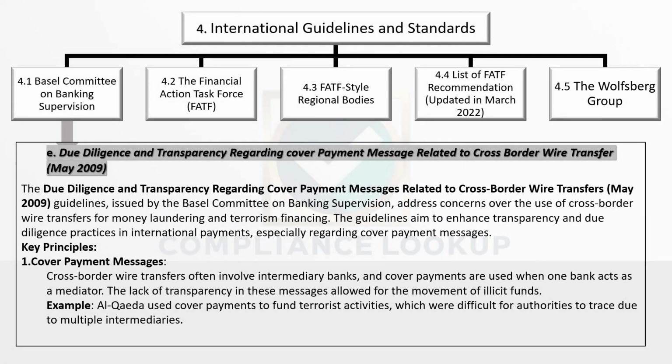Now, fourth, the Due Diligence and Transparency Regarding Cover Payment Messages Related to Cross-Border Wire Transfers, May 2009, was a set of guidelines issued by the Basel Committee on Banking Supervision to address concerns about money laundering, terrorist financing, and other financial crimes in international wire transfers. These guidelines were developed in response to the growing realization that cross-border wire transfers were often used to move illicit funds, including those linked to terrorist organizations, criminal networks, and sanctioned individuals or entities.